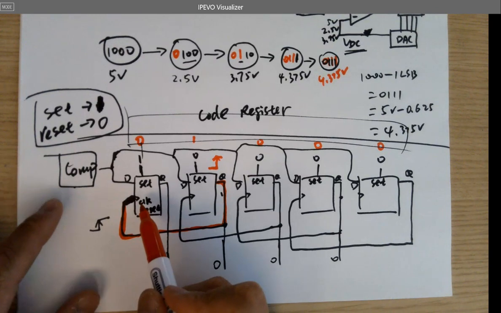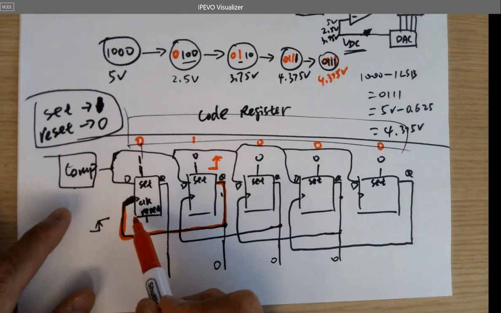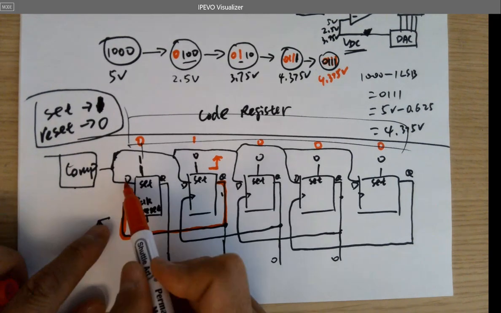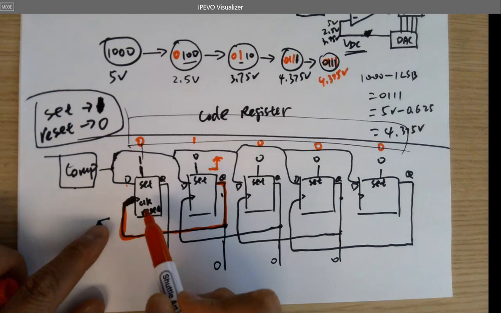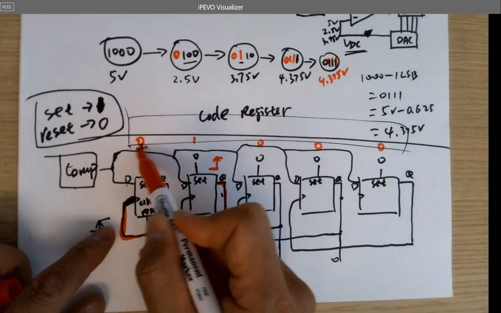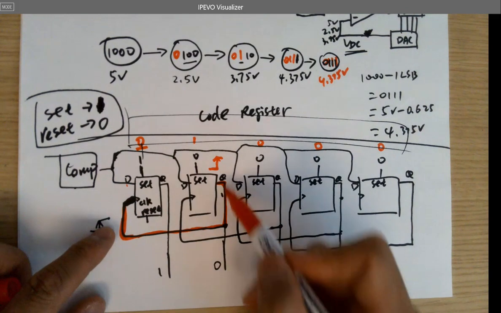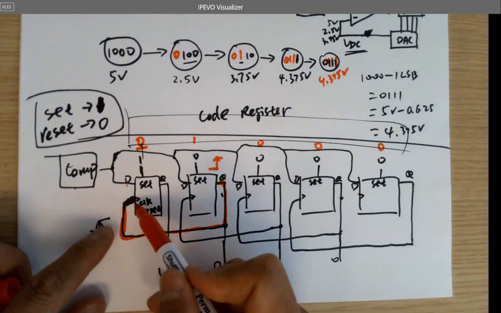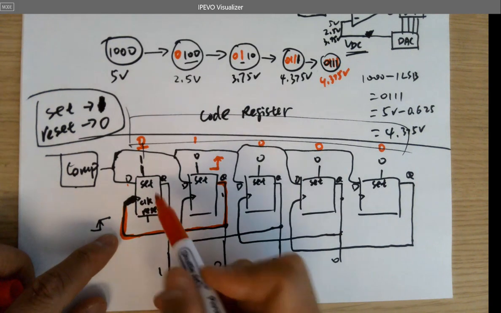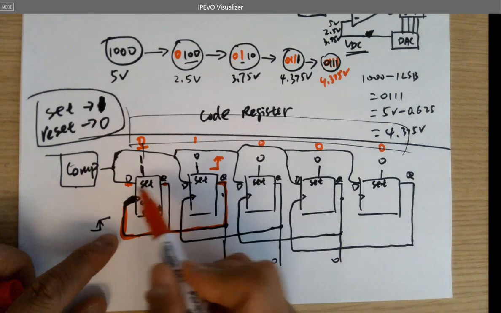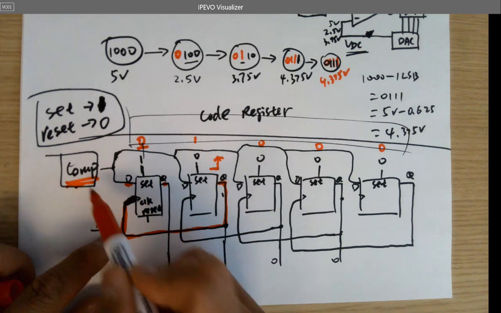What's going to happen? It's going to send D to Q because it's a functioning D flip-flop. Why? Because it's being triggered. And why is it being triggered? Because I got a rising edge. So the D flip-flop is having a rising edge, and it's going to send D to Q. So what is D? The comparator's output.